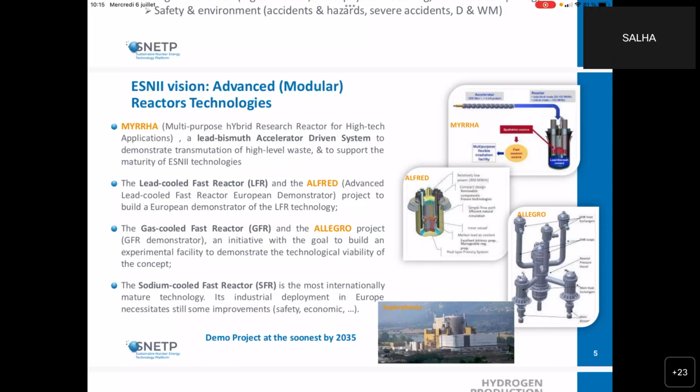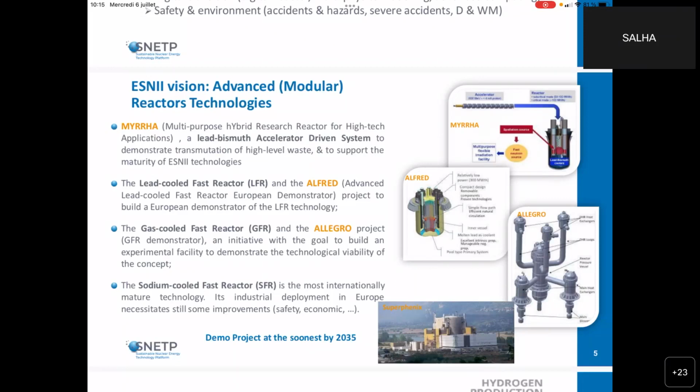You have Alfred with the lead-cooled fast reactor concept. You have Allegro with the gas-cooled fast reactor. And last but not least, all the work which has been done, mainly in France, but also in Italy, about the sodium-cooled fast reactor. The idea of these reactors is that they could help to make nuclear more sustainable than it is today. The key question is, when is the first demo project to be connected to the grid?